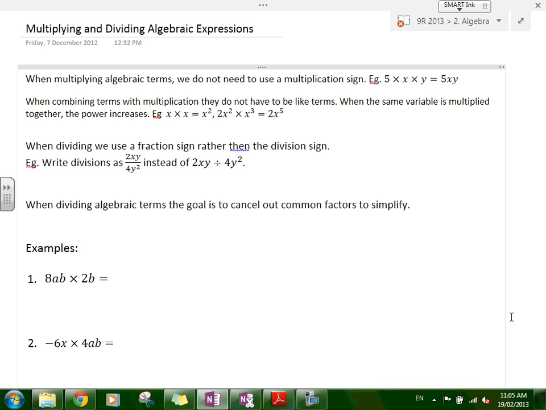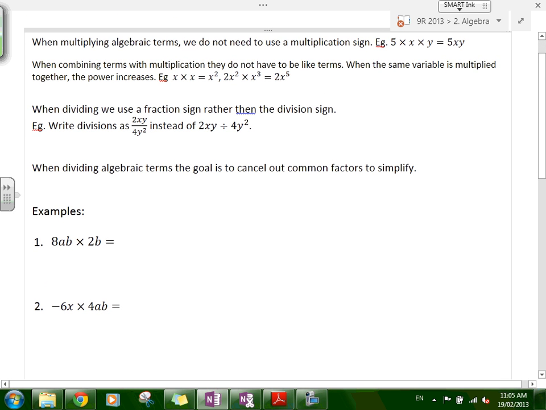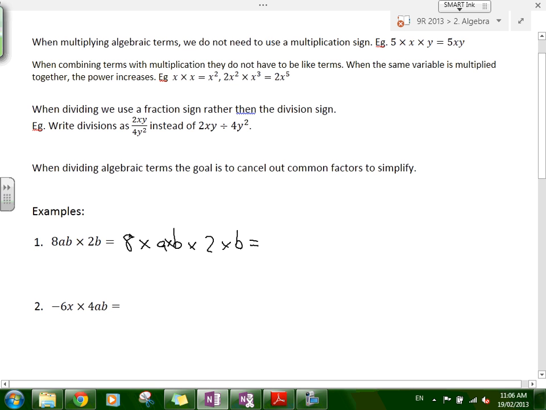Good? Right. So if I move up a touch, we have a few easy examples: 8AB times 2B. I'm not going to do this often, but just for today I can write it out with the signs. Obviously 8 times 2, we can do that, that's 16. Then we have A times, and then B times B is what? B squared. So, 16AB squared.